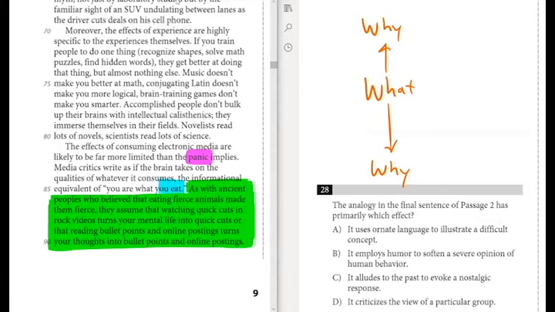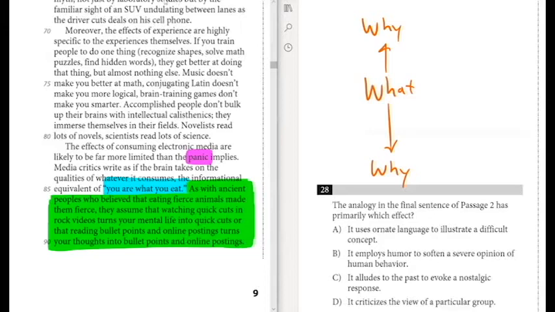So it's comparing it to a phrase that's known to be kind of simplistic, like something that's told to children when we're trying to convince them to eat their breakfast. You are what you eat. As with ancient people who believe that eating fierce animals made them fierce, they assume that watching quick cuts and rock videos turns your mental life into quick cuts, or that reading bullet points and online postings turn your thoughts into bullet points and online postings.